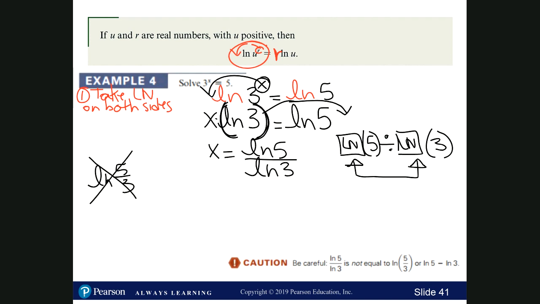That will be wrong. If MyMathLab is asking you for the exact answer, this is the exact answer right here. No approximations. If they ask you to approximate, just make sure you read to how many decimal places they want you to approximate your answer to, because you could have the right answer and just not round it correctly. And that gives me 1.465 if I round to 3 decimal places. Okay, so this is just a reminder that that is not equal to that, and it's not equal to that.